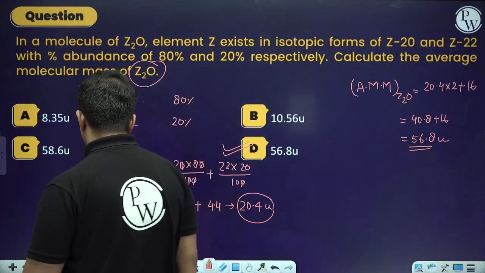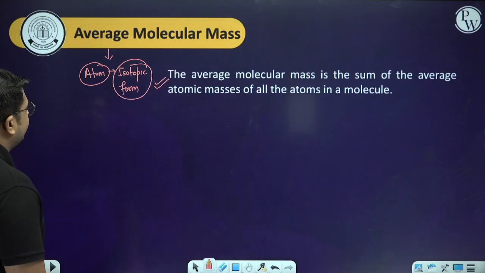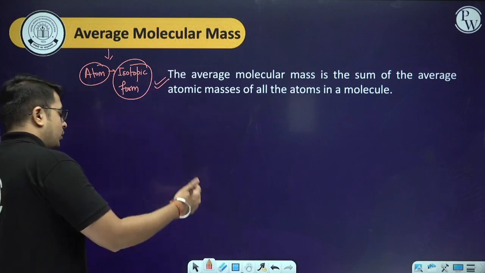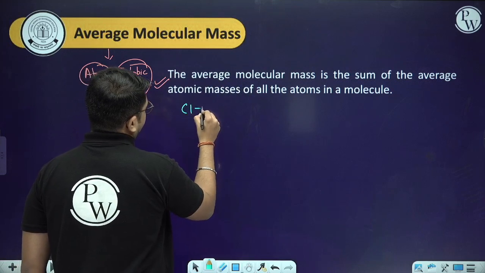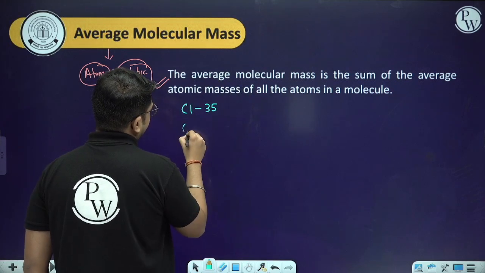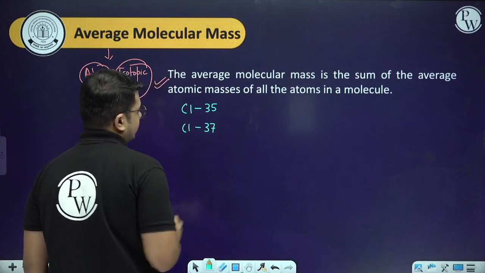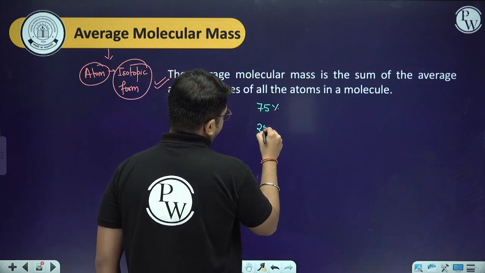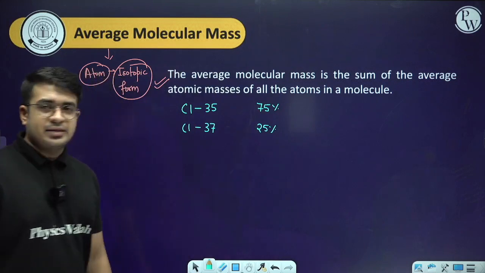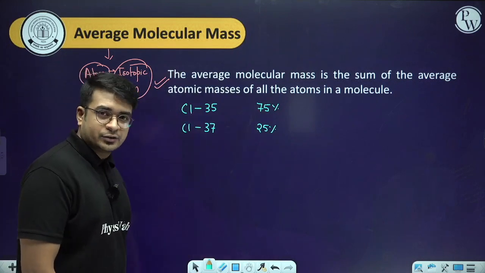Now, can we solve this entire part for chlorine? Let's try to decode this part. In the case of chlorine, we have isotopes 35 and 37. Let's say the percentage abundance is 75% and 25%. The percentage abundance is given and their isotopic masses are given.